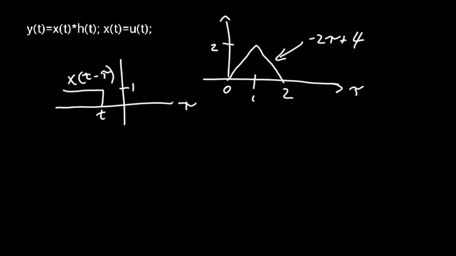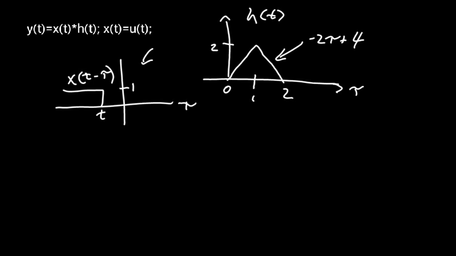Okay, so here we have two functions that are being convolved together: x of t and h of t. H of t is this awful function right here. It's just a simple triangle, but you'll see it's still awful. This other function is what we're convolving with, the x of t, which is equal to u of t.